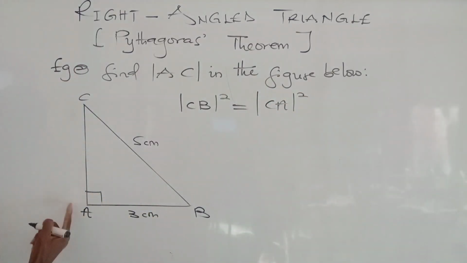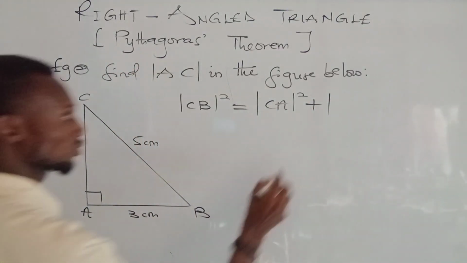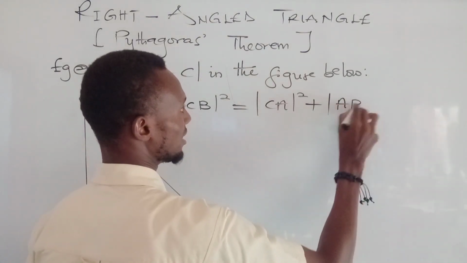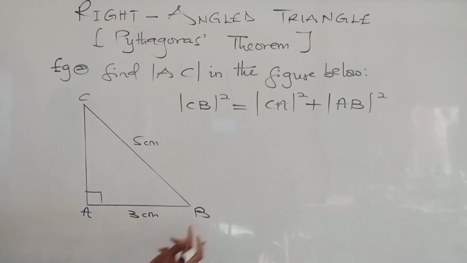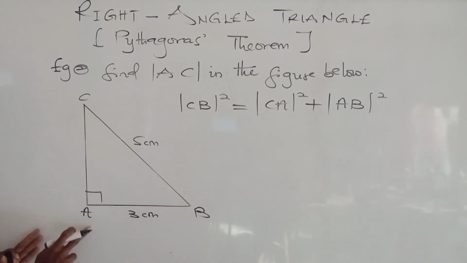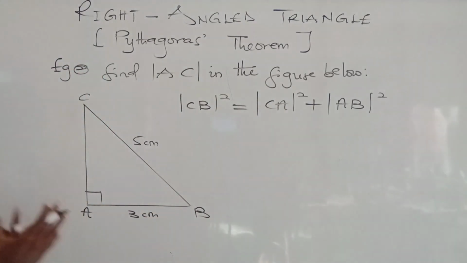Or someone can say AC, it's the same thing. Plus line AB squared, which is the adjacent. Or someone can say line BA, which is the same thing. Either line AB or line BA is the same thing.